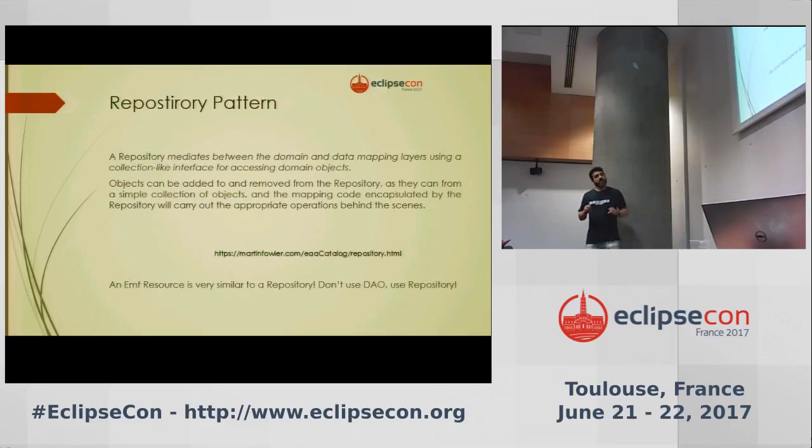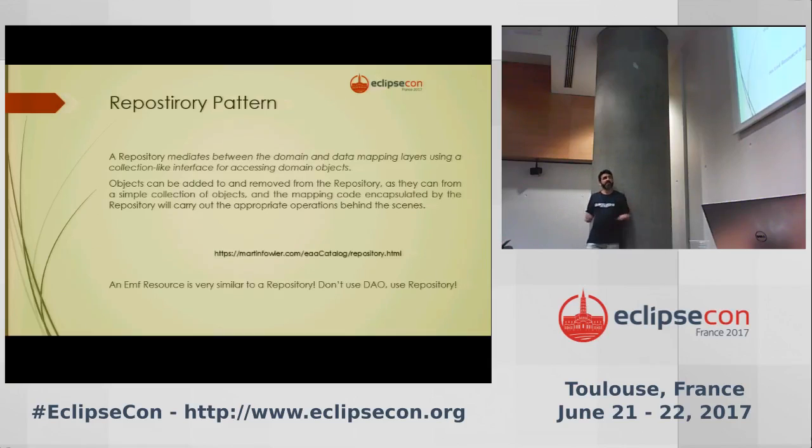Okay, let's go to the persistent layer. We have used the repository pattern, that makes a separation between the domain model and the data model. So you can use the domain model as a set of collections of objects, and then the repository will carry out all the work to persist and load the data. This is very similar to the EMF resource. You have getContents, that is a list of the objects, and use them to do the work.